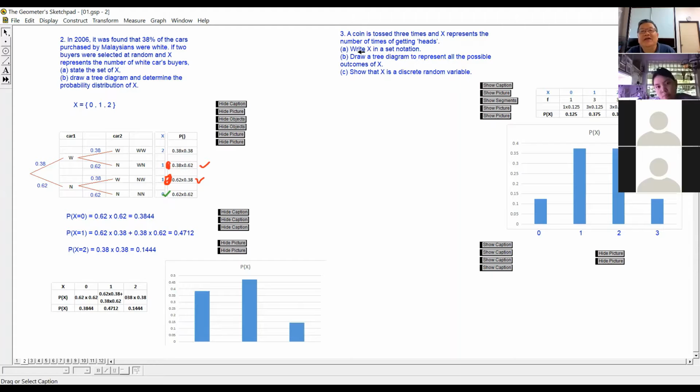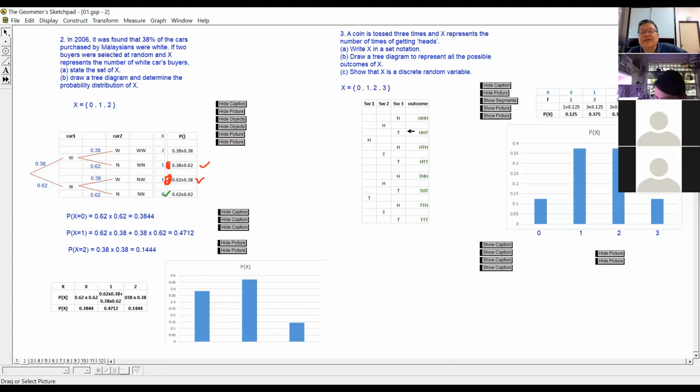The first one. Write down the X. X equals the number of heads. So it can be 0, no heads. What else? We are talking about the number of heads. 0, 1, 2, 3, 4, 5, 6? No, three times only. So 0, 1, 2, 3 only.